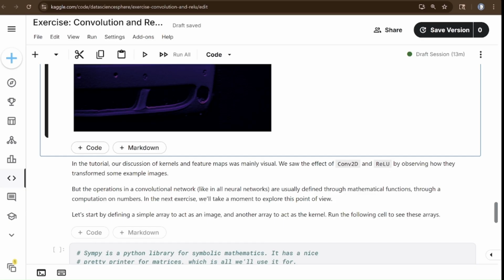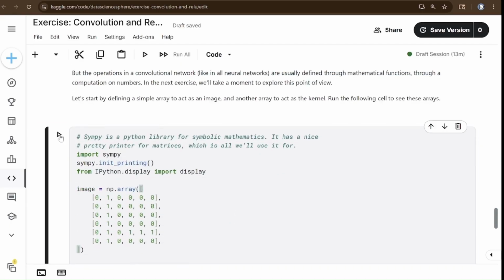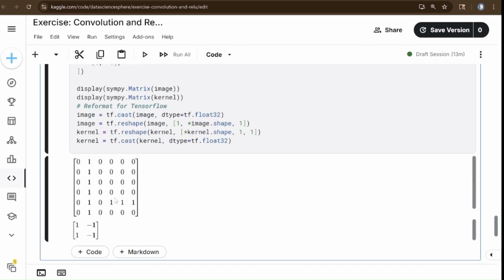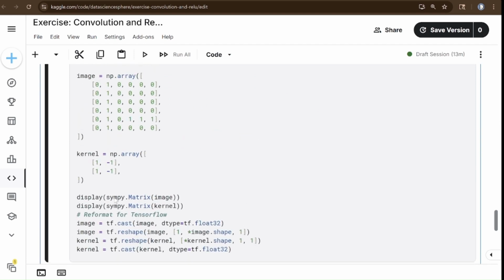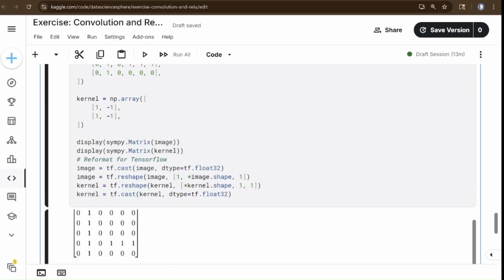But the operations in a convolutional network, like all neural networks, are usually defined through mathematical functions, through a computation of numbers. In the next exercise, we will take a moment to explore this point of view. Let's start by defining a simple array to act as an image. See, this is a simple array, but no image is showing.